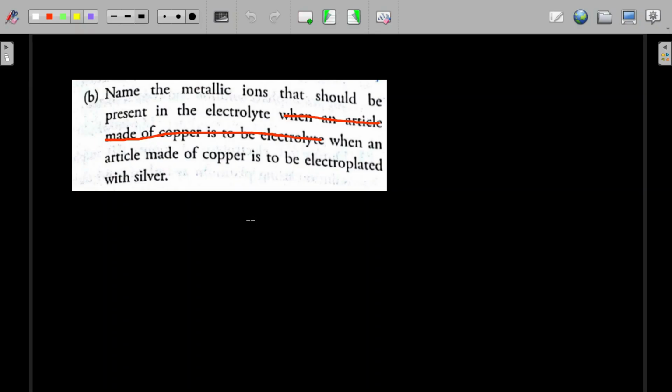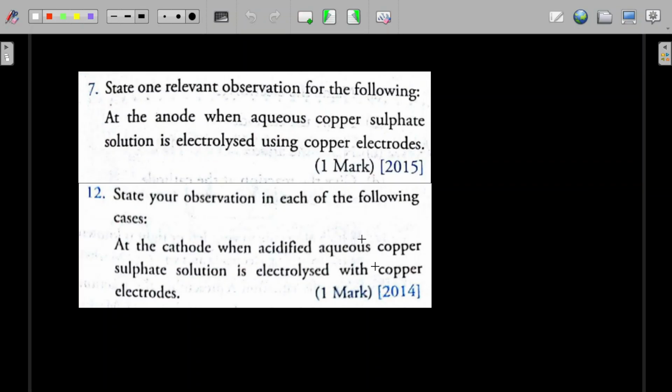Sodium, sorry, aqueous sodium argento cyanide solution. Okay, can you read the question once again? Name the metallic ions. Oh, okay. Ag+. Name? Silver ion. Right? I just read the electrolyte. Don't do that. Okay, silver ions. So the one which we want to electroplate, that ion should be there.